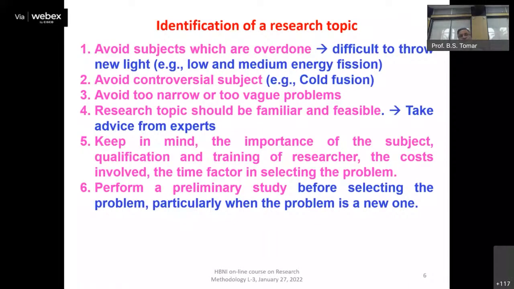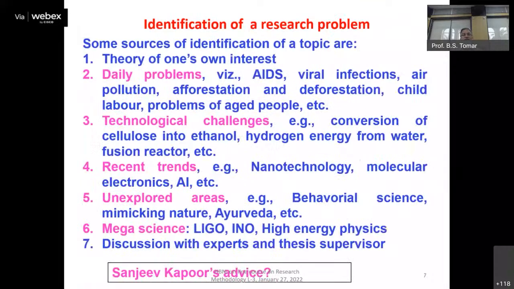So when you are doing some work, there are a large number of people who might have burnt their fingers and found out that this problem is not feasible. So we can be wiser. We can learn from their experience and not repeat the mistakes. Okay. So some of the sources to identify the research topic are given below.